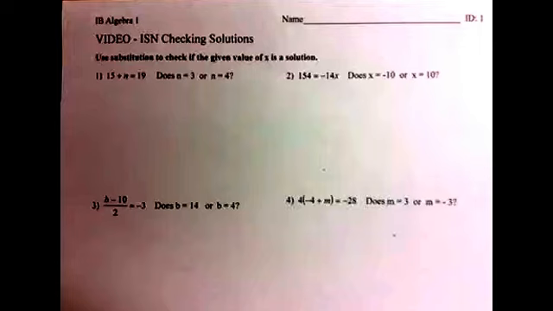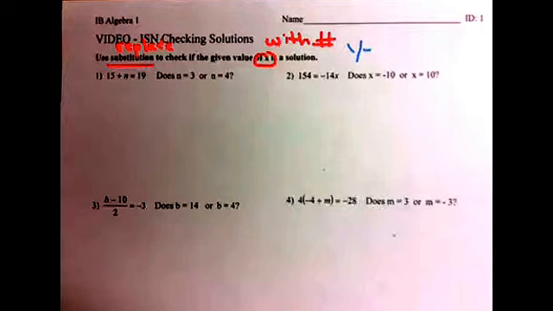So first, our directions say to use substitution. Substitution means I'm going to replace, so I'm going to underline that here and write the word replace over it, because that means I'm going to replace the variable x with a number. And then I'm going to check to see if it actually is. I'm going to write also a note for myself here, yes or no, because at the end I need to answer that question, yes or no.